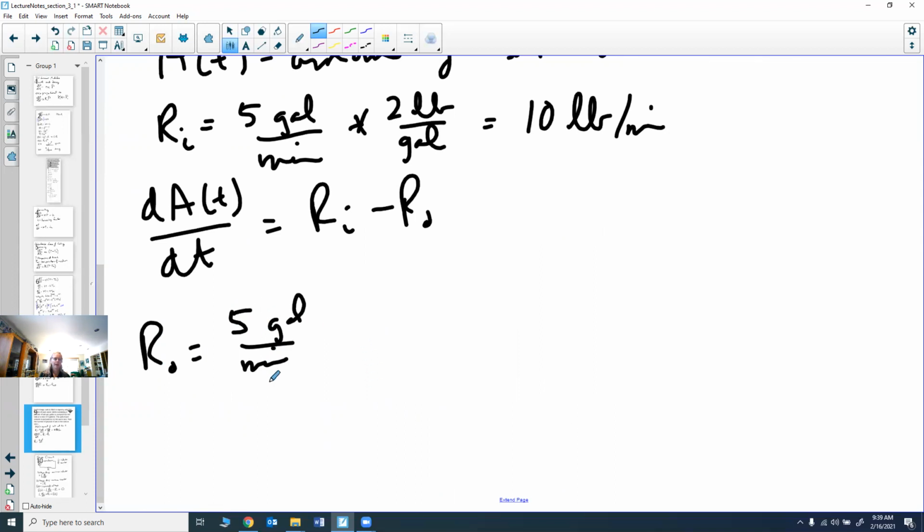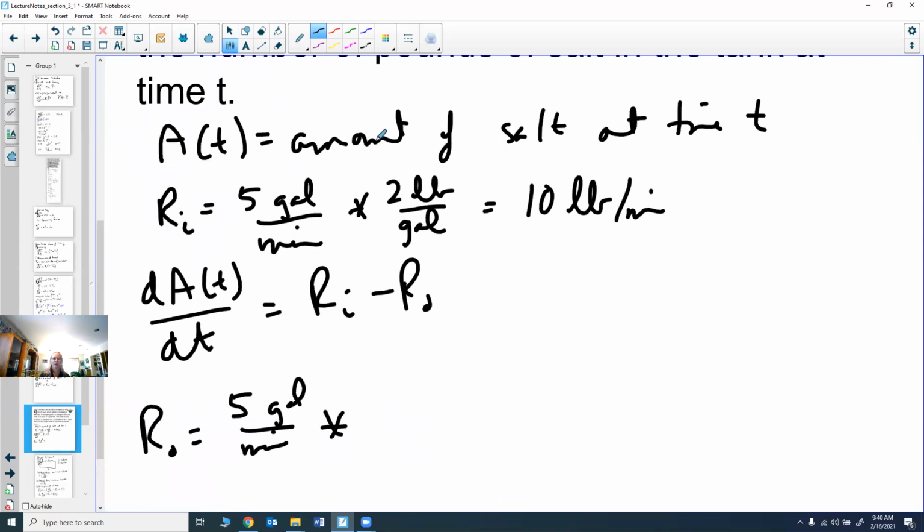But we know it's 5 gallons per minute, but we have to look at what is being pumped out. We know 2 pounds per gallon was being pumped in, but we don't know how much is being pumped out. But we do, because A of t is the amount of salt at time t. So we know that dA/dt, or A of t, over, it's going to be your pounds per, now how many gallons?